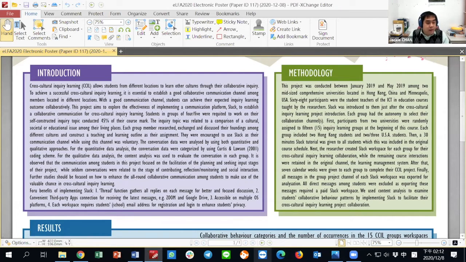The fourth benefit is that each workspace requires students' email addresses for registration and login. This will enhance students' privacy. We can also be free from the learning management systems of the different universities.